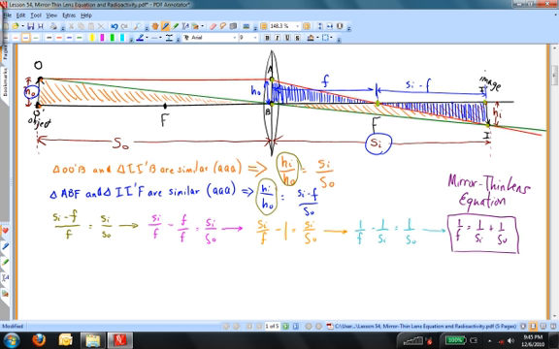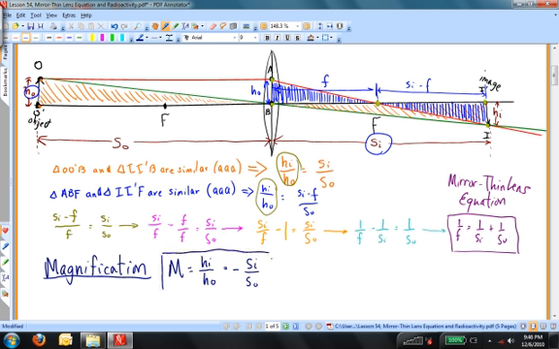There's one more important equation. It is called the magnification equation. The magnification of the optical system is defined as the letter M, and that's equal to the image height divided by the object height. There are several important sign conventions involved with this. That's equal to the negative of the image distance divided by the object distance. And so this equation is referred to as the magnification equation.